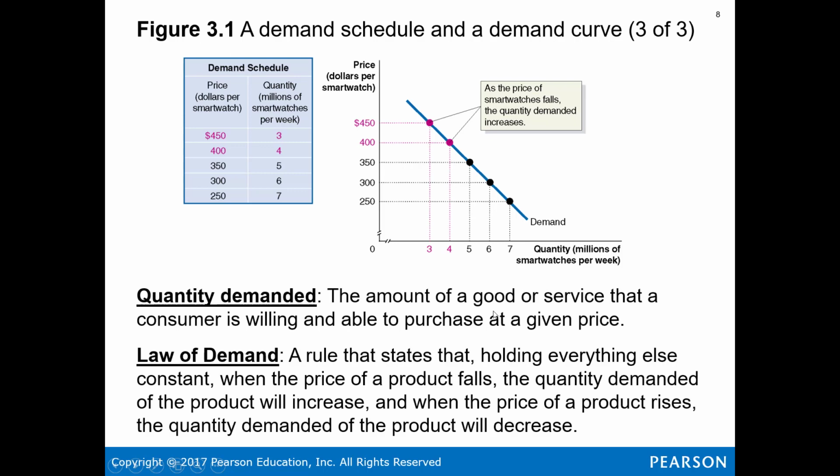So quantity demanded is the amount of a good or service that a consumer is willing and able to purchase at a given time. The law of demand is a rule that states, holding everything else constant, when the price of the product falls from 450 to 400 to 350 to 300, the quantity demanded increases. Price falling, quantity demanded increasing. And when the price of the product rises, when you go up from here, quantity demanded will decrease. Quantity demanded goes back this way.